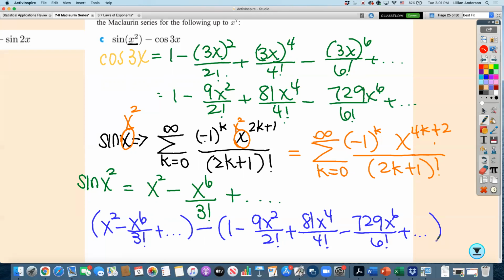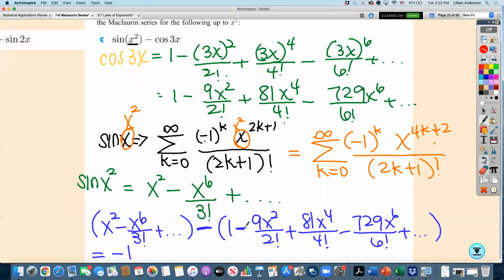So when I subtract the 2, what's my first term going to be in my series? It's going to be a -1, because I distribute the negative over to the 1. Then the next set of terms are going to be my x squared terms. I have an x squared here, and then a minus a negative 9x squared. The subtraction sign will be distributed.